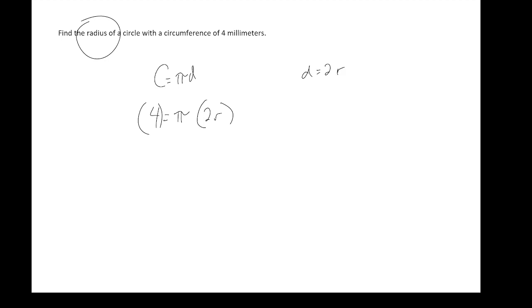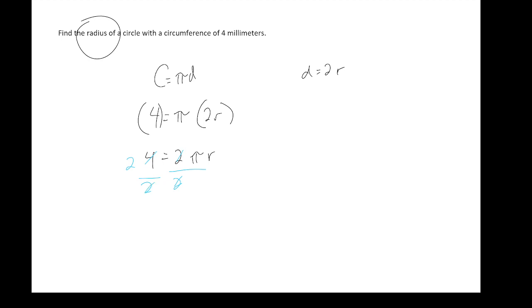So we're going to go back through here. In other words, we're going to have 4 is equal to 2 pi r if we were to reorder this. And then in order to solve for r, first things first, I'm going to divide by 2 on both sides. This guy's going to factor out, and this 4 is going to become a 2.